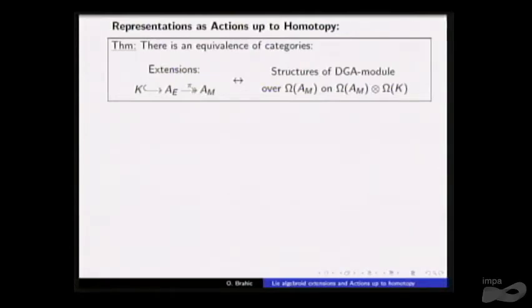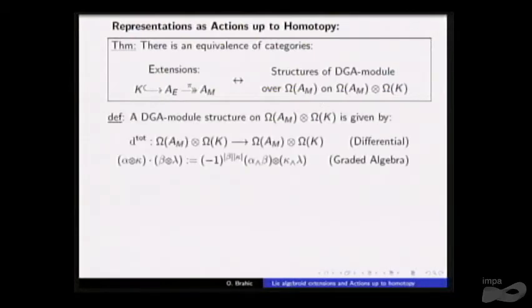Okay, this is language, but it's definitely in the spirit of Weinstein, saying, let's try to describe everything in terms of DGA modules, and then no representation up to homotopy will be recognized. Okay, so what is a DGA module? So on omega of AM tensor omega of K.